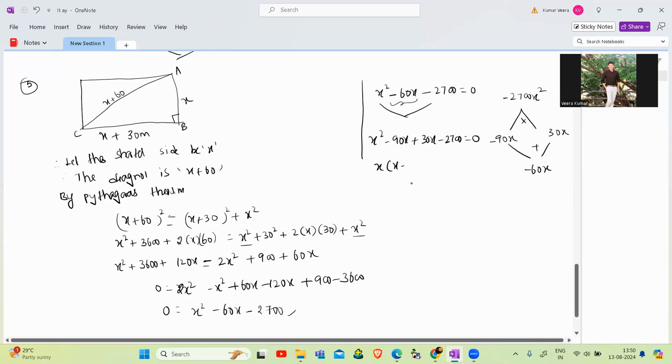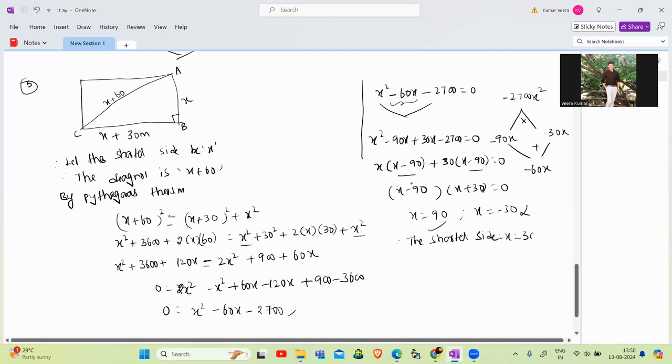If you take x common, x minus 90. If you take 30 common, it is x minus 90. So x minus 90, x plus 30. Minus 90 goes that side, that is plus 90. Plus 30 goes that side, minus 30. Minus 30 you cannot take because the measurement will never be negative. x is equal to 90. Therefore, the shorter side is x, equal to 90 meters.